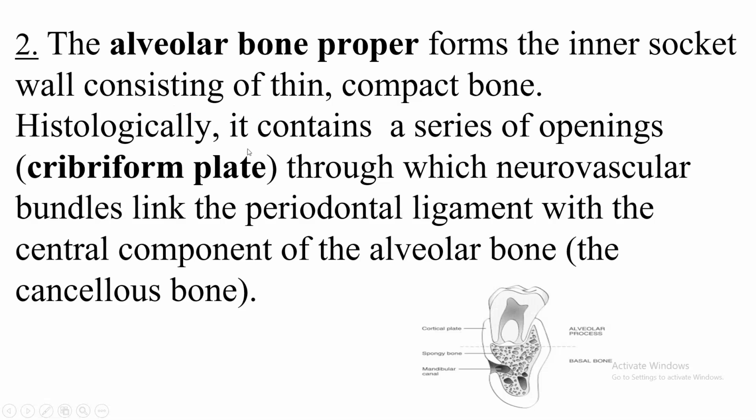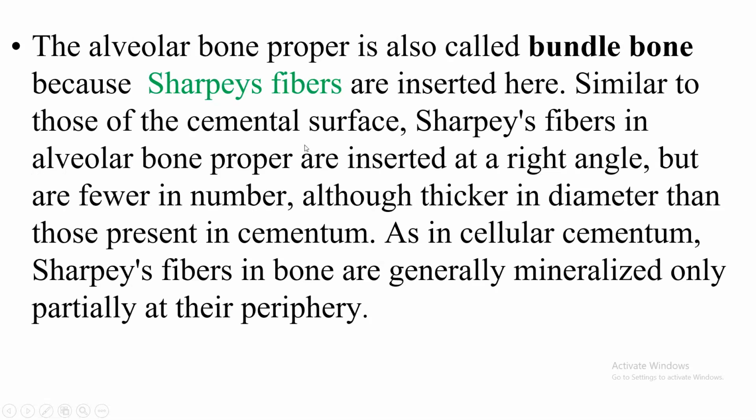Histologically, it contains a series of openings, the cribriform plate, through which the neurovascular bundles link the periodontal ligament with the central component of the alveolar bone, which is cancellous bone. Also, this alveolar bone proper is called bundle bone because these Sharpey's fibers, which are the termination of the periodontal ligament, are inserted here, similar to that of the cemental surface.